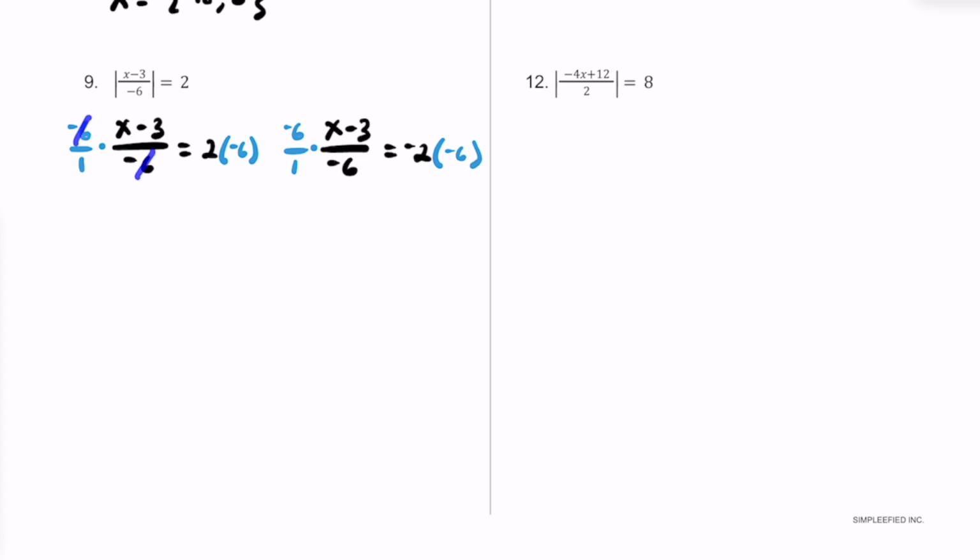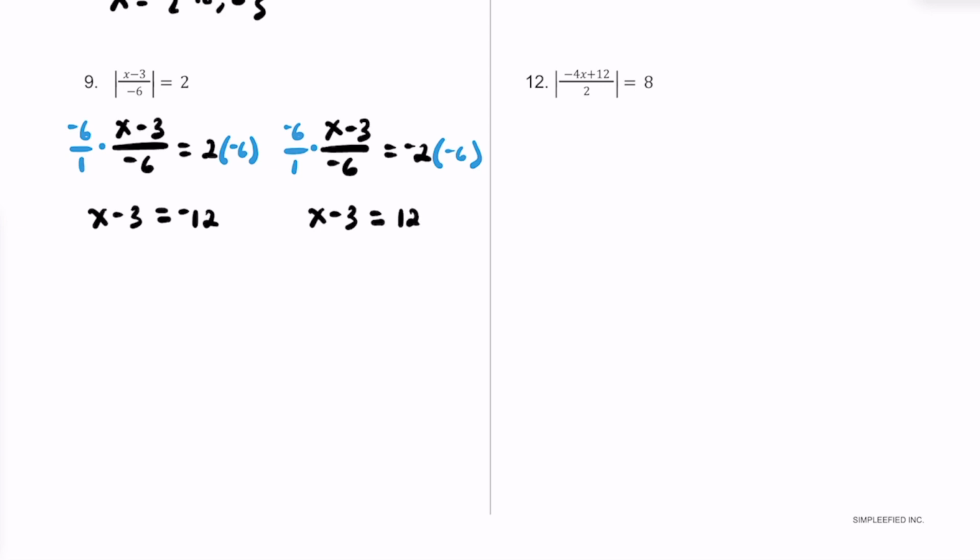For the left equation, these negative 6's will cancel out to make 1, so we're just left with x minus 3 is equal to, and then on the right side, we have 2 times negative 6, which is negative 12. For the equation to the right, these two negative 6's will cross cancel again, and we're going to be left with x minus 3 is going to be equal to, and negative 2 times negative 6 is going to be positive 12.